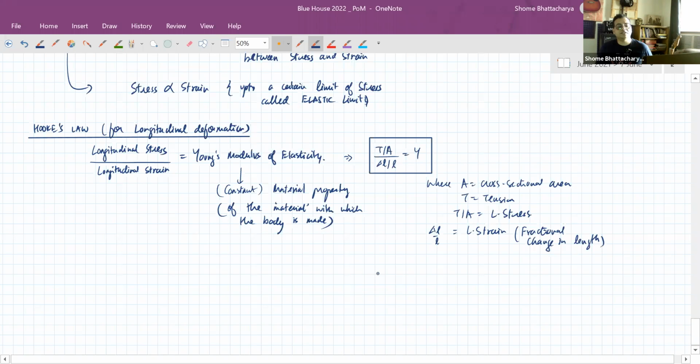So another way to express it is that stress is directly proportional to strain. The statement of Hooke's law. And the constant of proportionality here is the material property which we call Young's modulus.